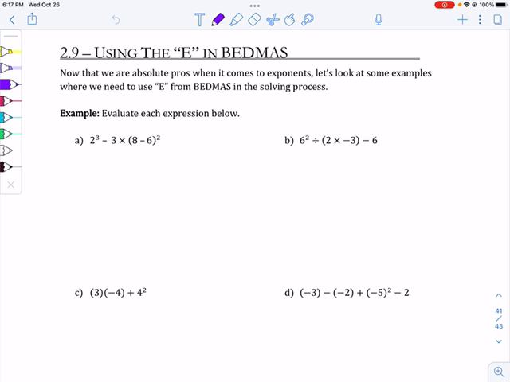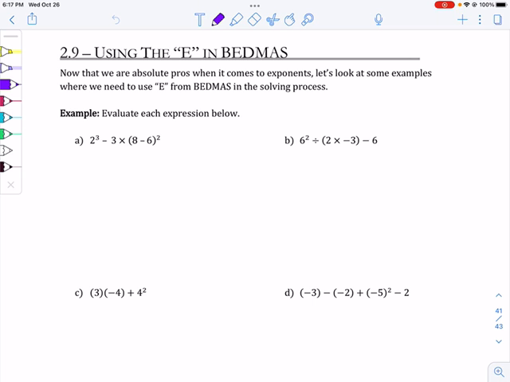All right, 2.9, using the E in BEDMAS. So now that we've tackled exponent laws, we're going to dial it back a little bit and say, well, what if we don't have any exponent laws at all? What if we just simply have powers with negative bases, or negative exponents, or just negative powers? Can we tackle those just as we would have before with that additional knowledge that we got of how to deal with negative powers, bases, and exponents? And that's what we're going to do here.